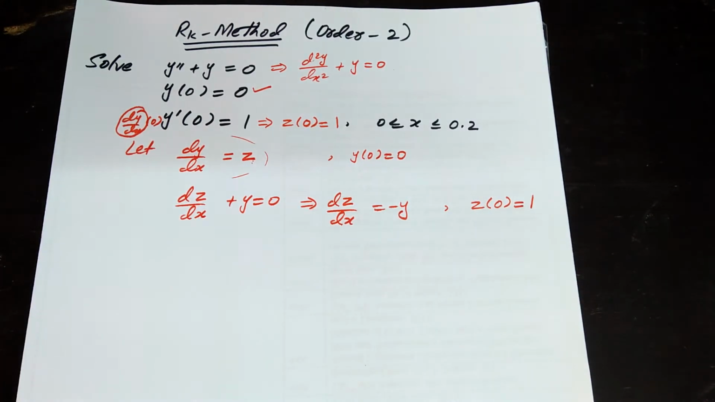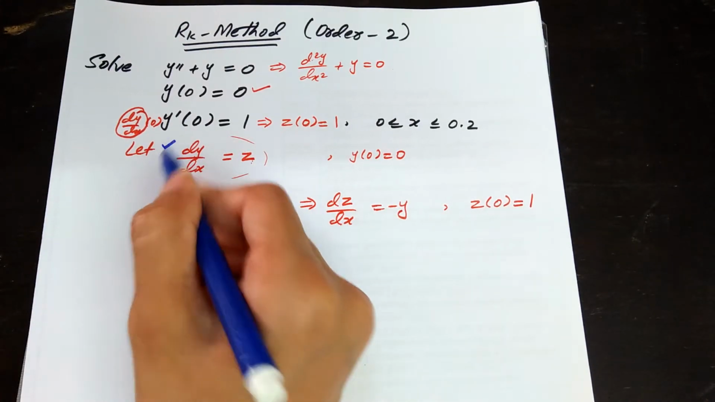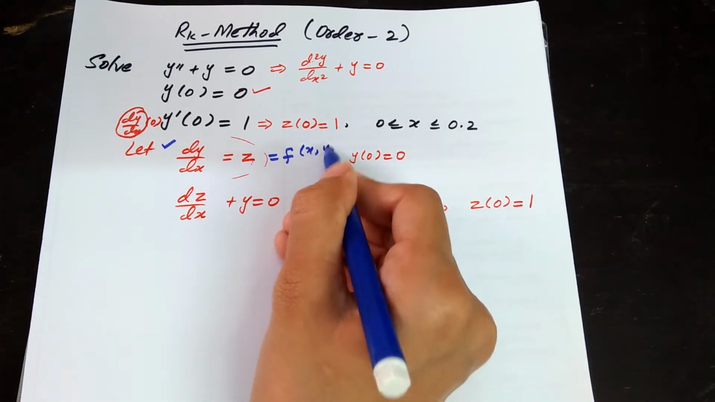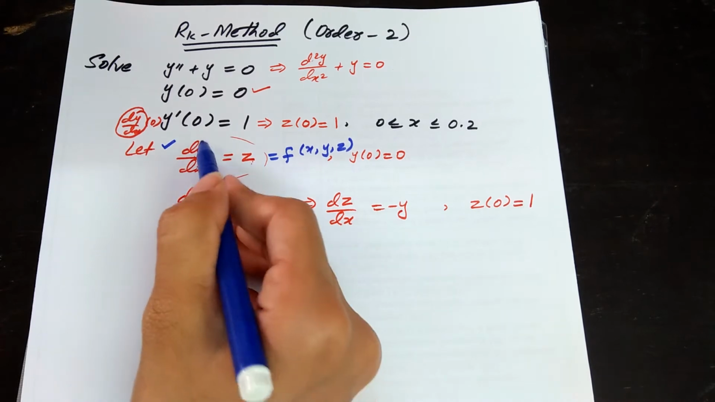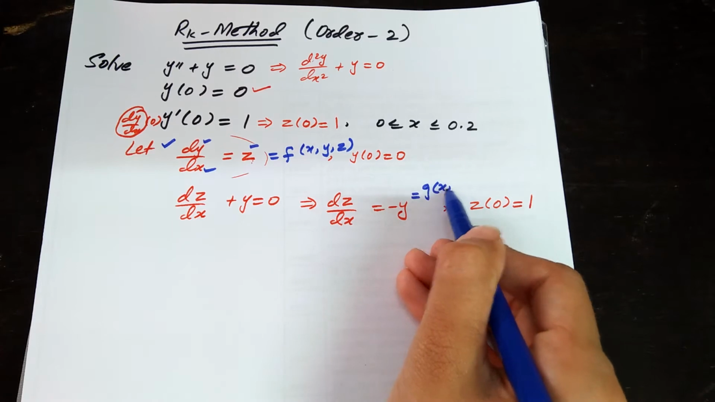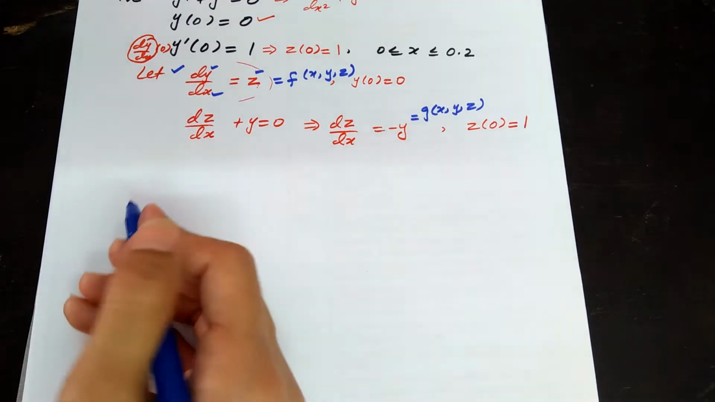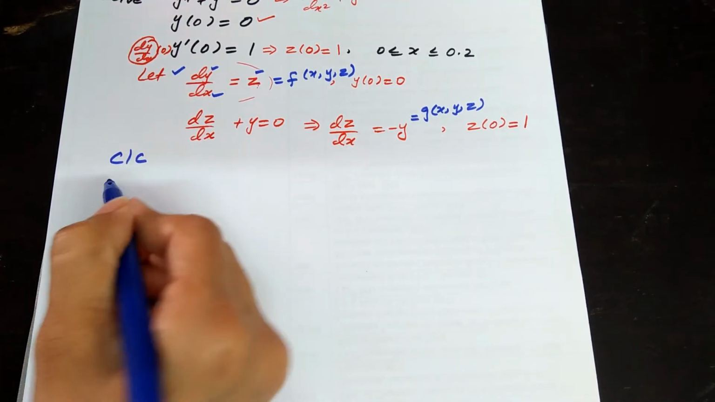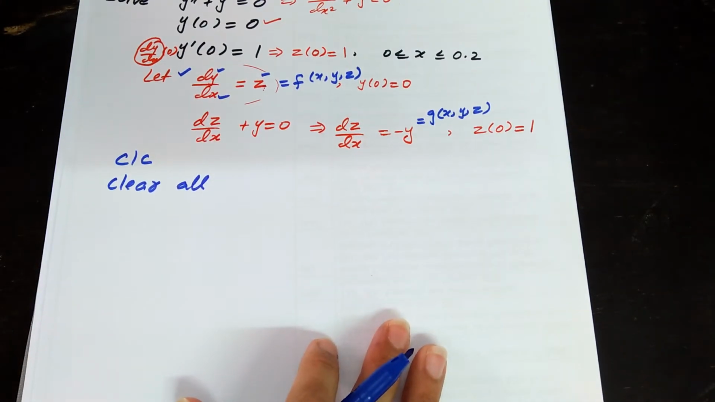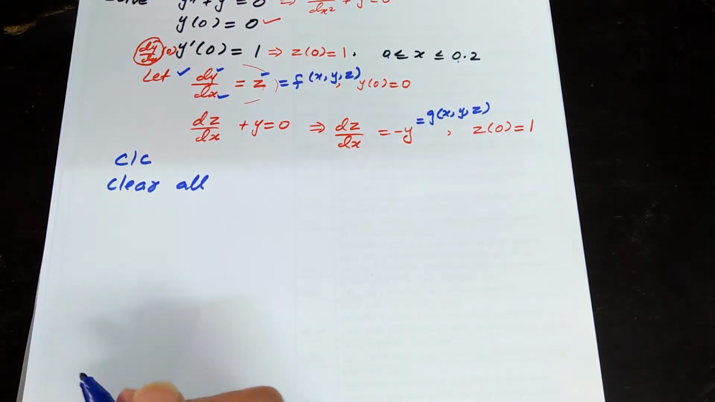Now you are going to write your MATLAB code. First of all, the first equation will be let equals to f of x, y and z. The second one, let it equals to g of x, y and z. Now write the MATLAB code. First of all, you will write CLC, then clear all, then your step size. The domain is from 0 to 0.2. I am taking here my step size as 0.1.